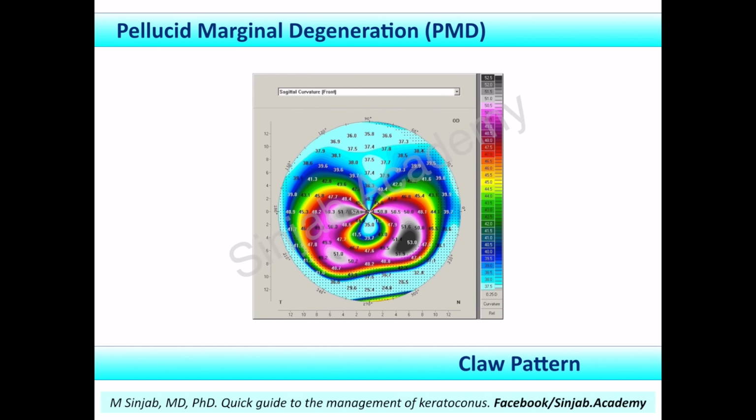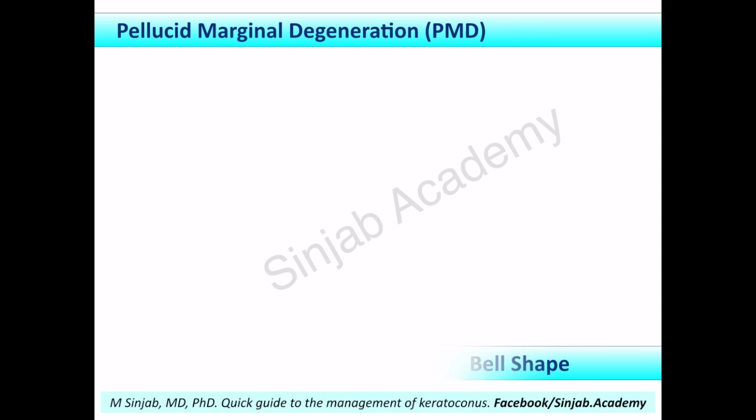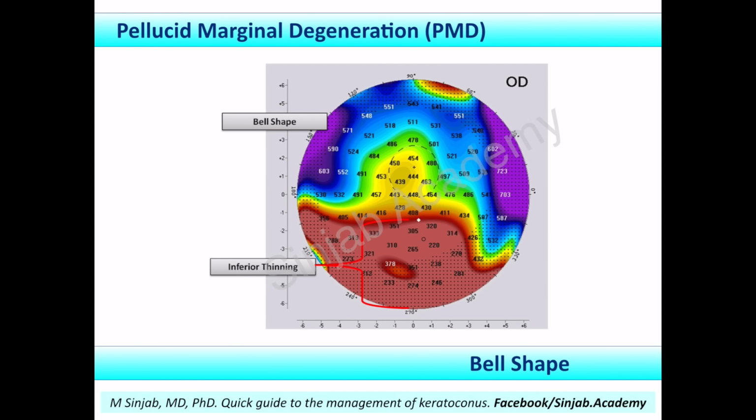On corneal tomography, we find the claw pattern or crab claw pattern or the kissing bird sign on the curvature map, but this sign is not a hallmark for pellucid marginal degeneration since it is seen in another entity called Pellucid-Like Keratoconus, as we will talk later. But the hallmark of pellucid marginal degeneration is the bell shape on the pachymetry map. As you see here, it is the bell shape.